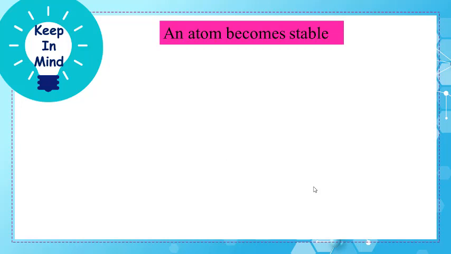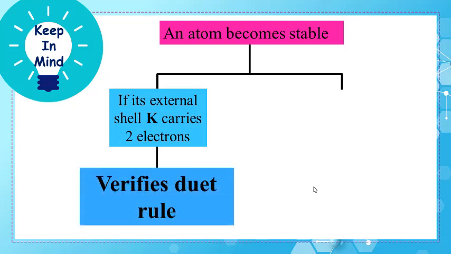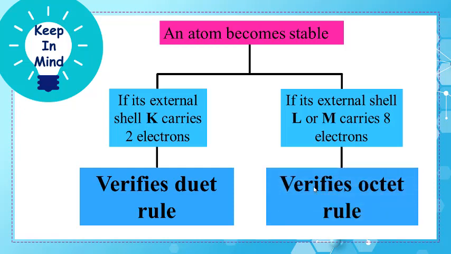And an atom becomes stable in two cases. If its external shell K carries 2 electrons, we say that this atom verifies the duet rule, or if its external shell L or M carries 8 electrons, we can say that it verifies the octet rule.